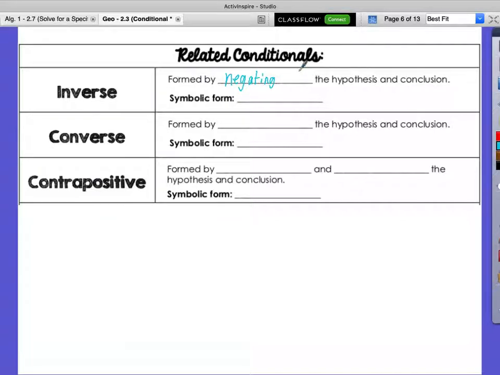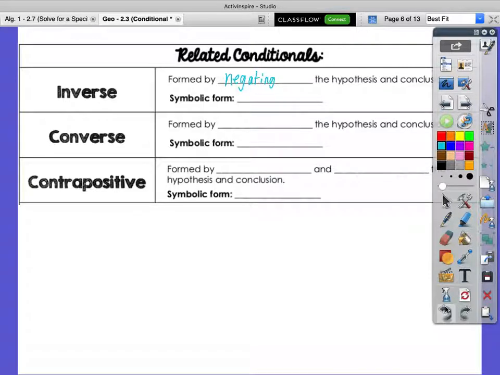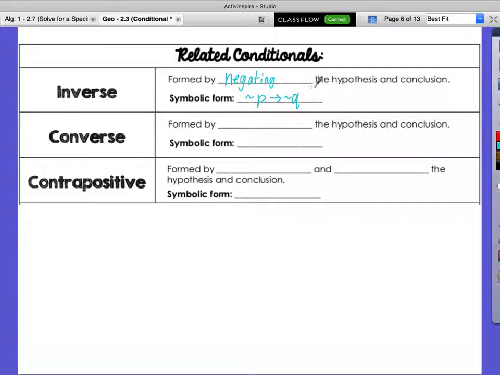So for symbols, what's our symbol for negating something? A squiggly, right? Our tilde. So we do the same thing. Let me break this down actually. It's like we do the P, then Q, but now we have tilde P, tilde Q, okay? So not P, then not Q. If not P, then not Q. We just negated both, okay? And we call it the inverse, okay?